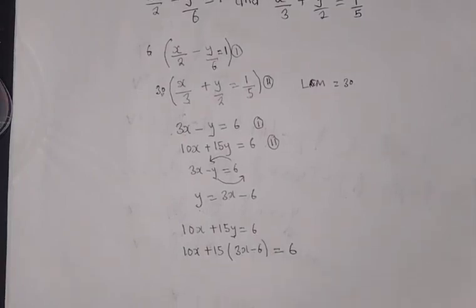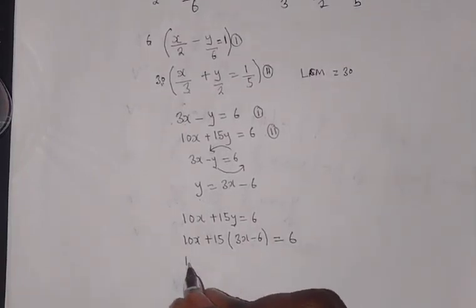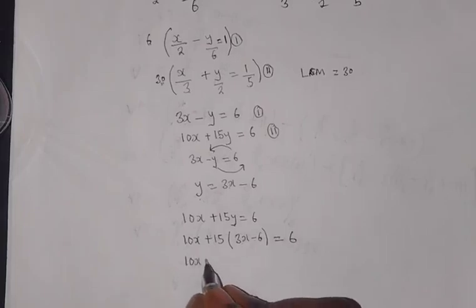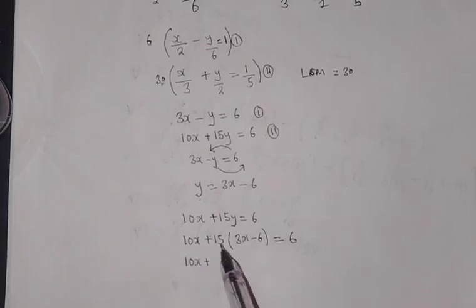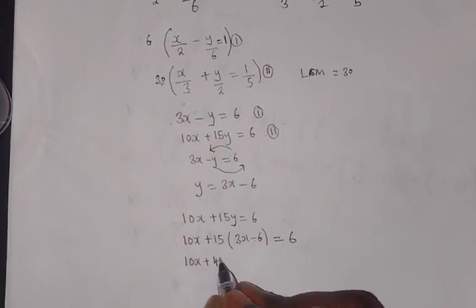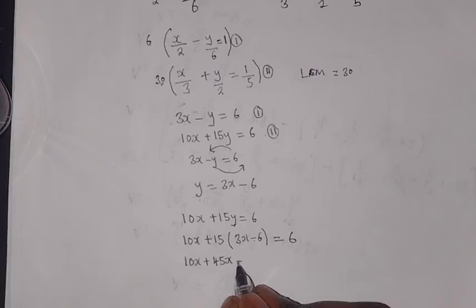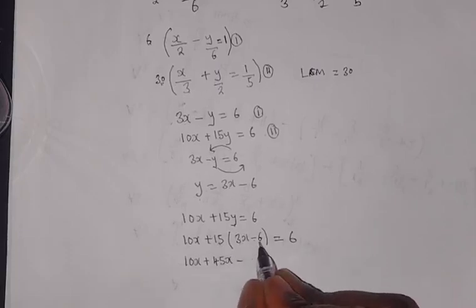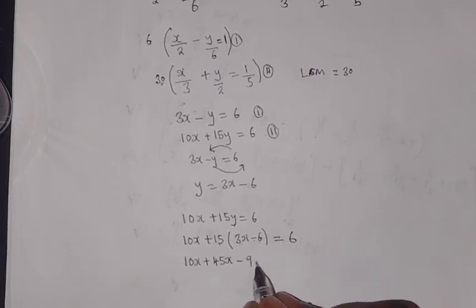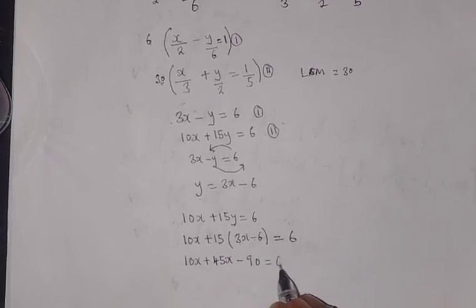Okay. Then from here, we can expand by saying 10x plus. So 15 times 3, you multiply 15 times 3, this will give us 45x, because 15 times 3x is 45x. Positive times negative is negative. 15 times 6, this will give us 90, then equal to 6.